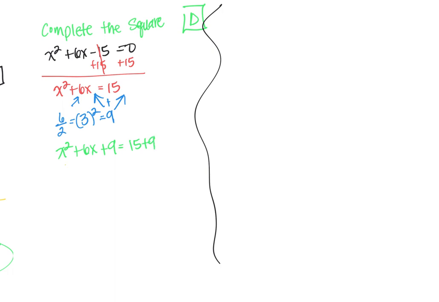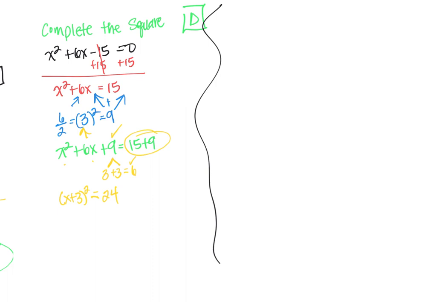The left side is now a 1, 2, 3 factor tree situation because we're trying to show it as a perfect square. What multiplies to 9 and adds to 6 will be half the b value, 3 and 3. Multiplies to positive 9, it adds to positive 6. Instead of writing it as x plus 3 times x plus 3 in parentheses, we write it as x plus 3 squared. And then we add 15 plus 9 to get 24.